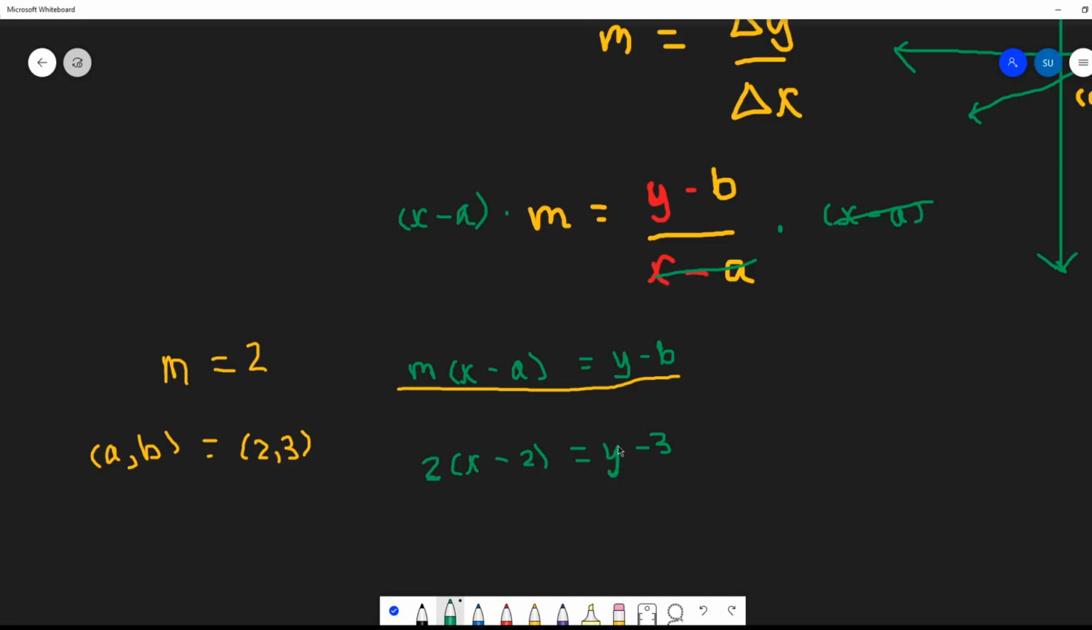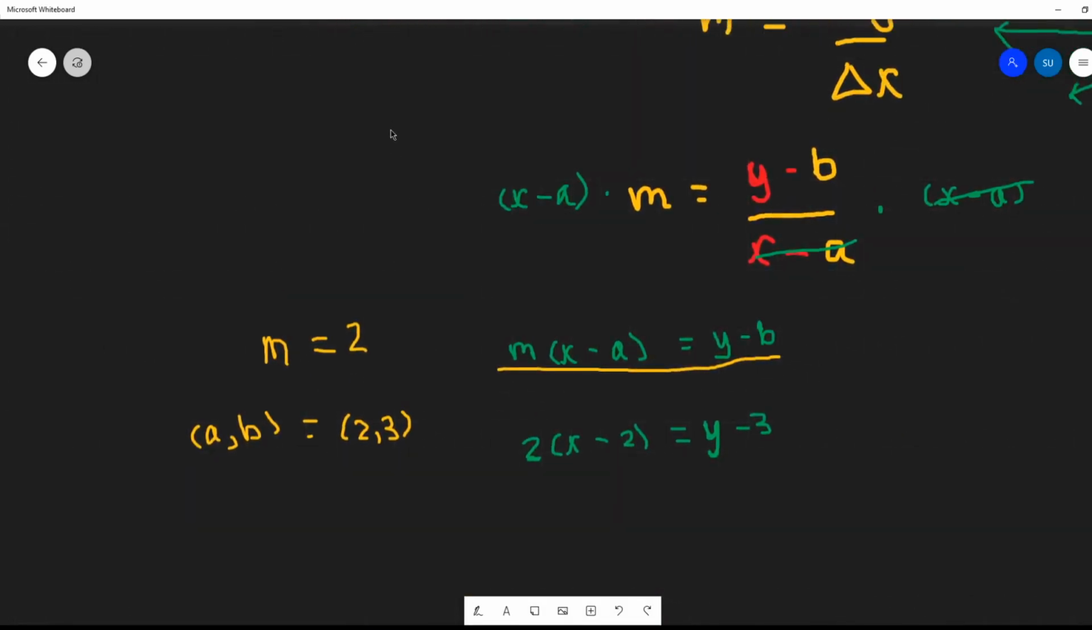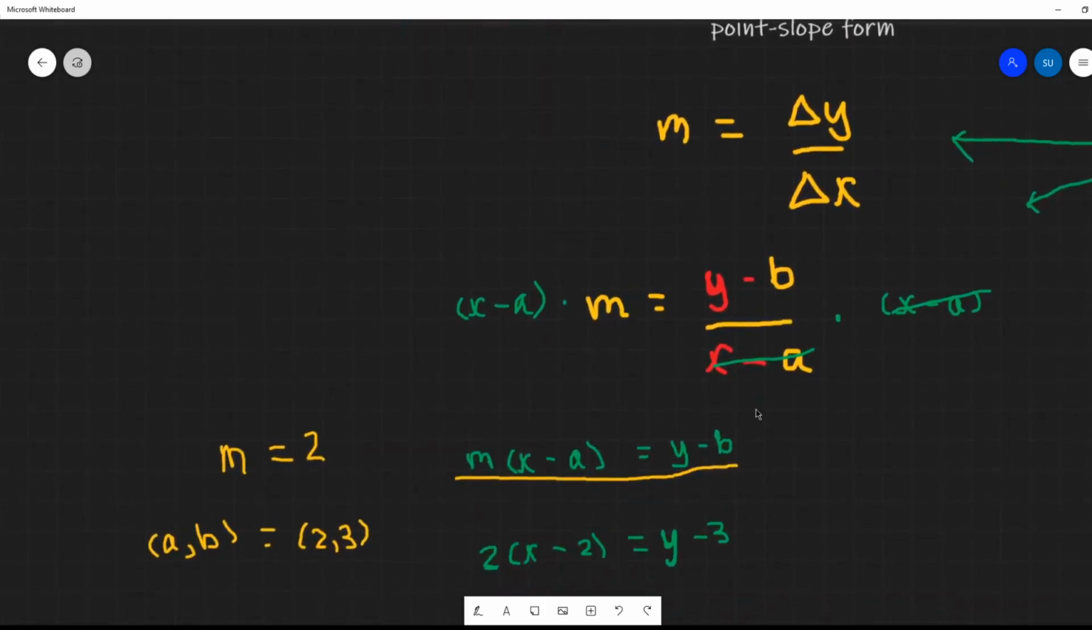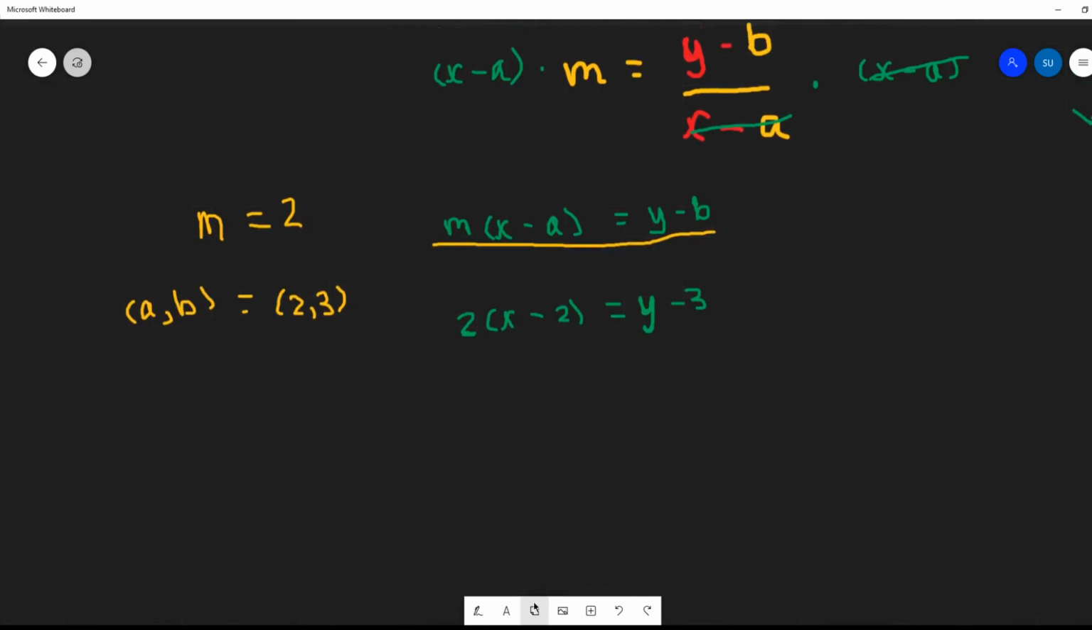And now, if we were to make this into slope-intercept form, we see that we need y on one side and everything else basically on the other side. So we could start by adding 3 on both sides.